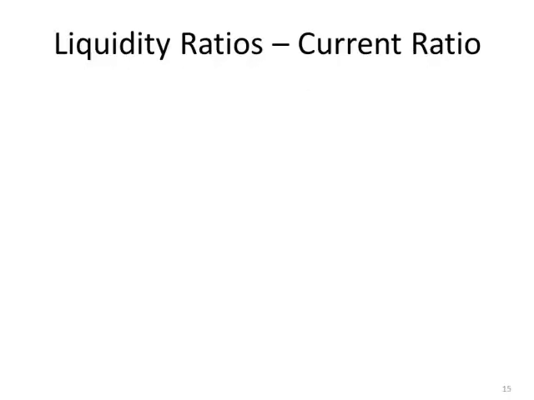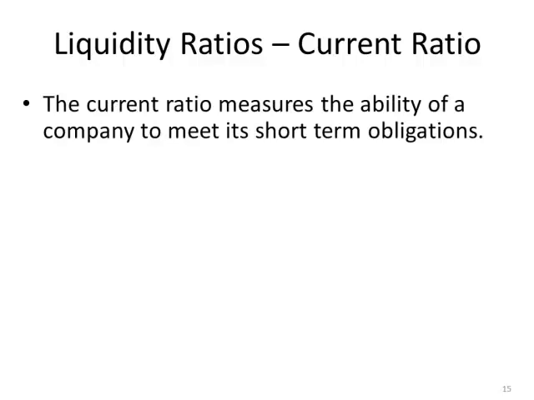Liquidity ratios. So the next category of ratios we'll talk about are liquidity ratios. And we actually only have one liquidity ratio that we'll talk about. And we're going to talk about what is called a current ratio. So the current ratio measures the ability of a company to meet its short-term obligations.